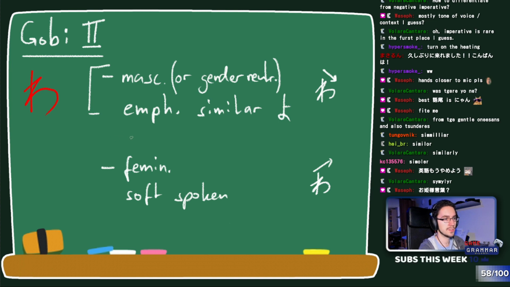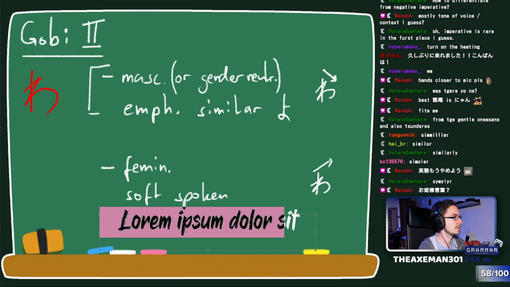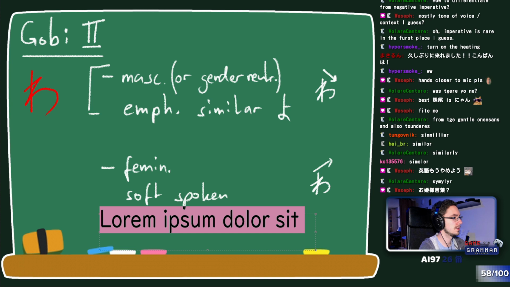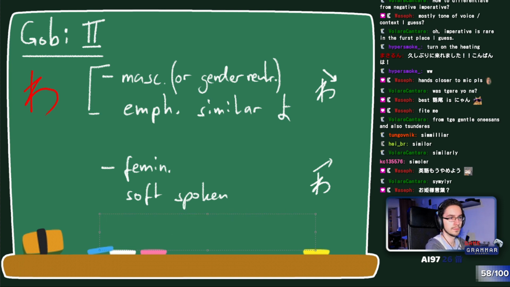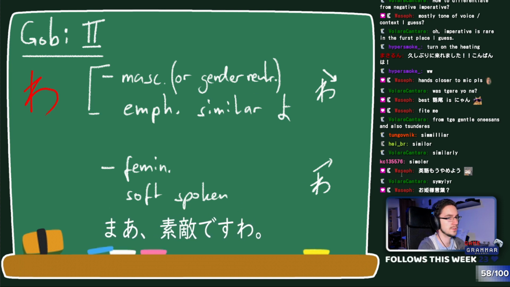So an example of this feminine version, let's do the feminine one first, would be something like this, right? Text field. I'm gonna have to change some of these text settings real quick. Something like this. Suteki desu wa. Right? Suteki desu wa. That would be an example. Suteki desu wa, which is just like saying, oh, that's marvelous. And that's sort of very feminine in its tone.